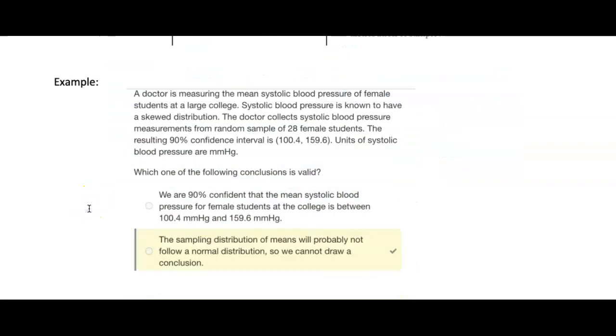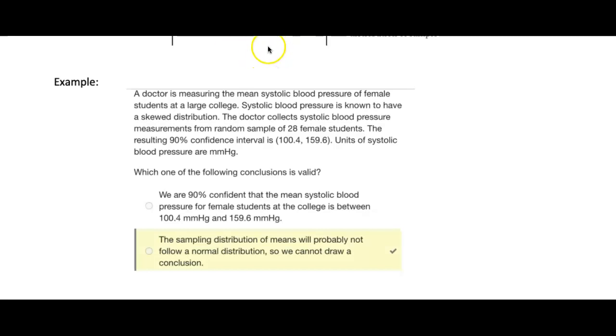Here, it says a doctor is measuring the mean systolic blood pressure of female students. The blood pressure is known to have a skewed distribution, and the doctor collects systolic blood pressure measurements from a random sample of 28 female students and gets a confidence interval. Which one of the following conclusions is valid? Notice that the right answer here is that the sampling distribution of means will probably not follow a normal distribution, so we cannot draw a conclusion.